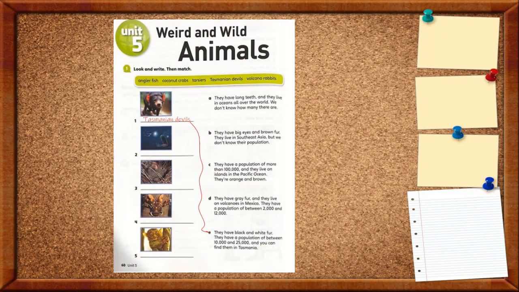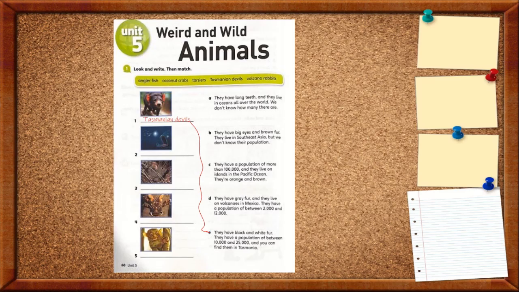Excellent. Now we're going to continue with our workbook. Exercise 1. Look and write, then match. What we have to do over here is to write the name of the animals according to the picture. Then read the descriptions and match the animal with its description.